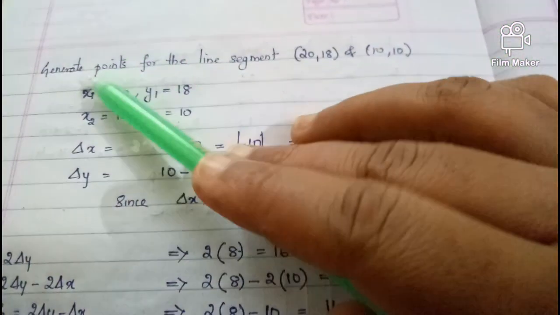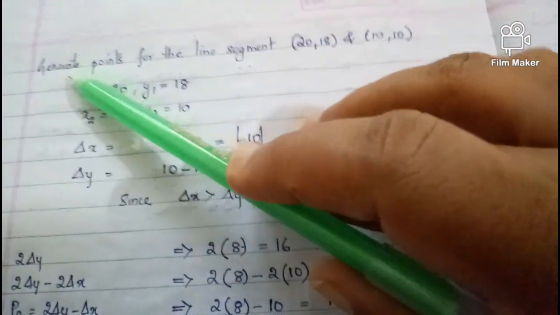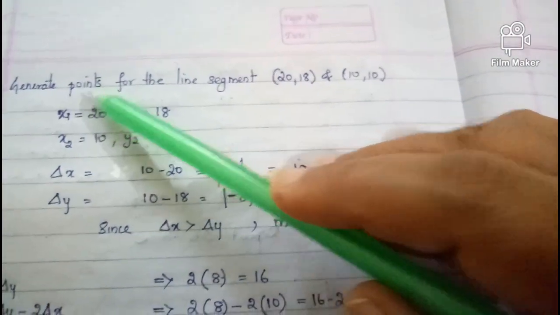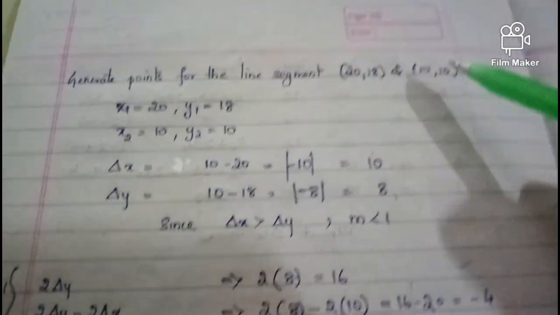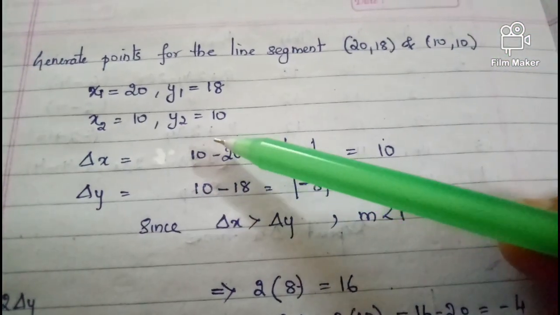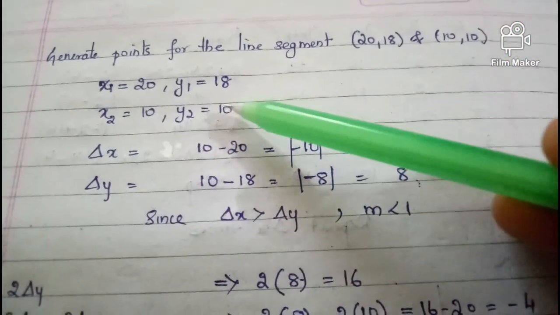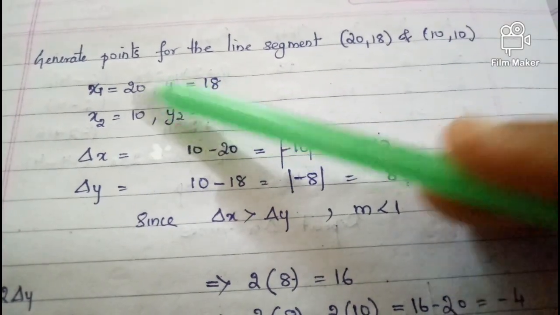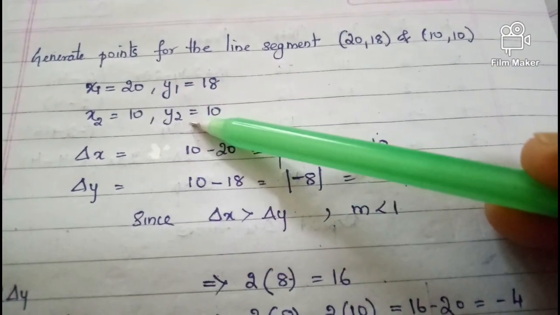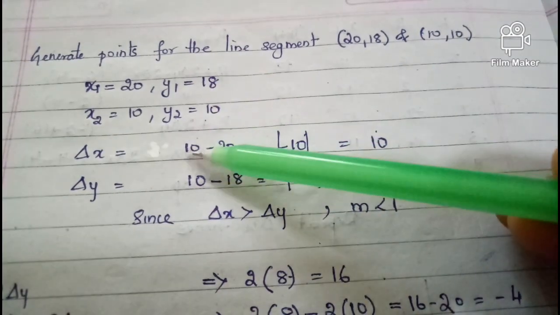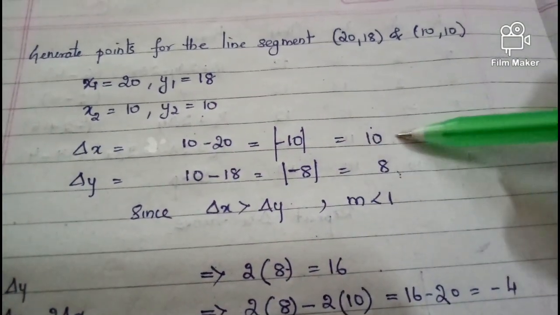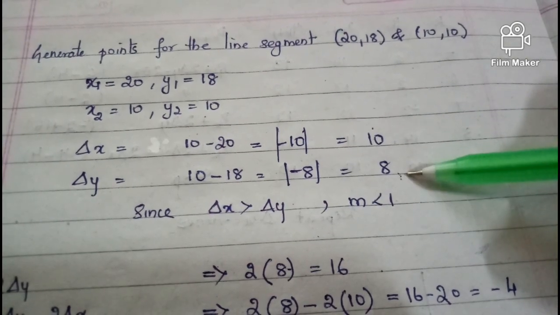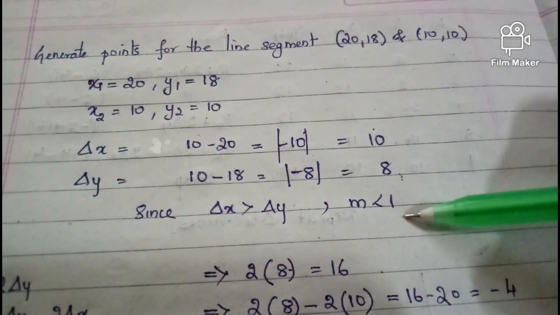Let us consider one more situation. Suppose the question is like this: generate points for the line segment 20, 18 and 10, 10. Okay, follow me. Again, the first point and the second point are written. Depending on these values, delta x and delta y are computed. Since delta x is greater than delta y, it is a case of slope m less than 1.